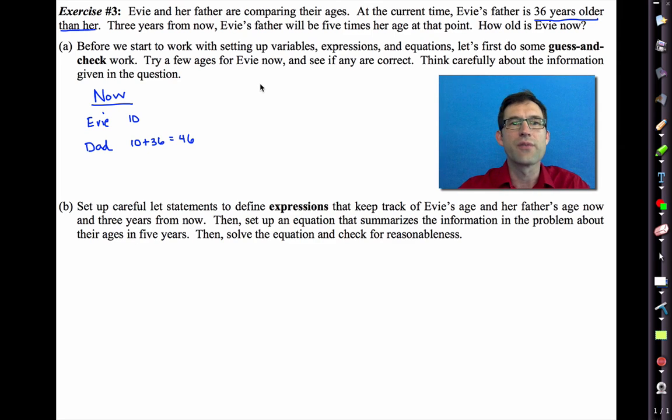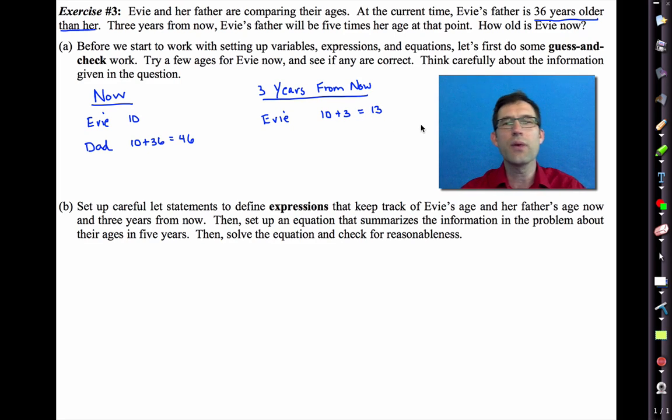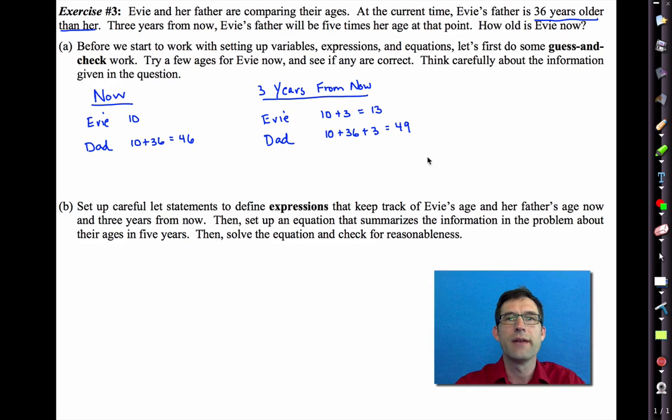All right, what is it 3 years from now? Well, 3 years from now, Evie will be 10 plus 3. Now, I know that many of you would just write down 13, but again, I want to establish some algebraic background before we go on to letter B. So Evie's going to be 13, and her dad would be, well, what? It would be 10 plus 36 plus 3, which would be 49.